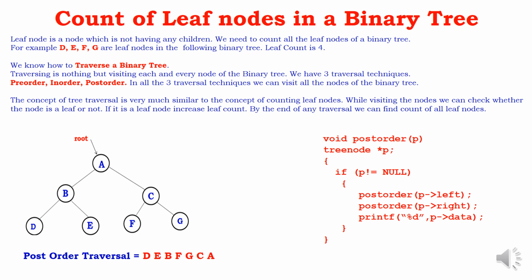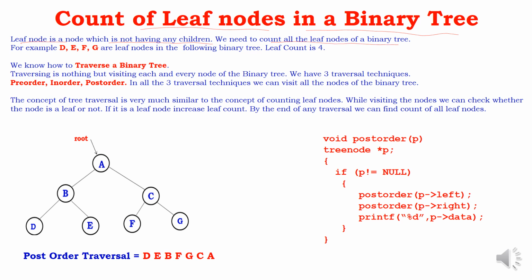Today we are going to discuss the count of leaf nodes in a binary tree. First of all, we should know what a leaf node is. A leaf node is a node which does not have any children. We need to count all leaf nodes of a binary tree.